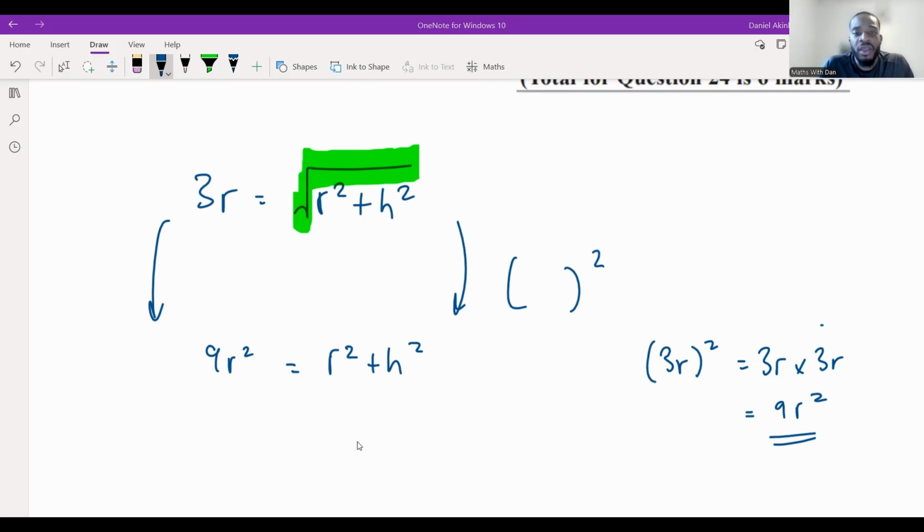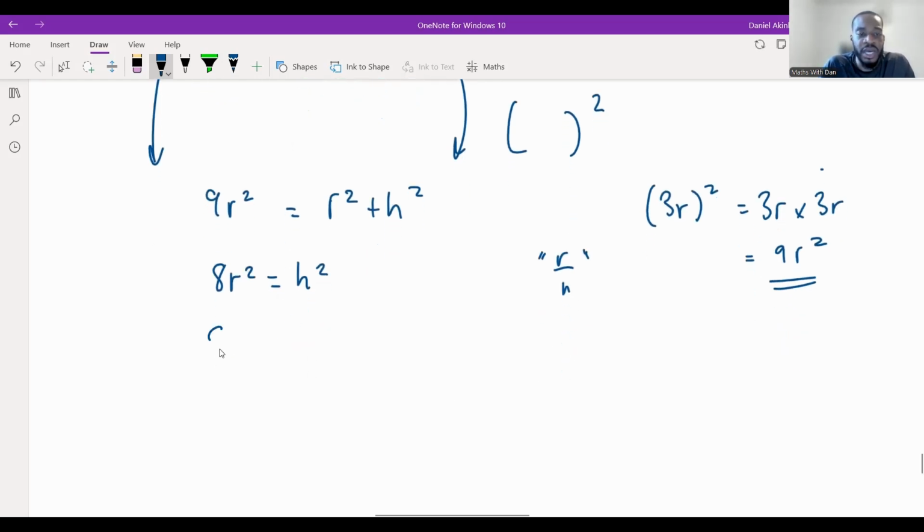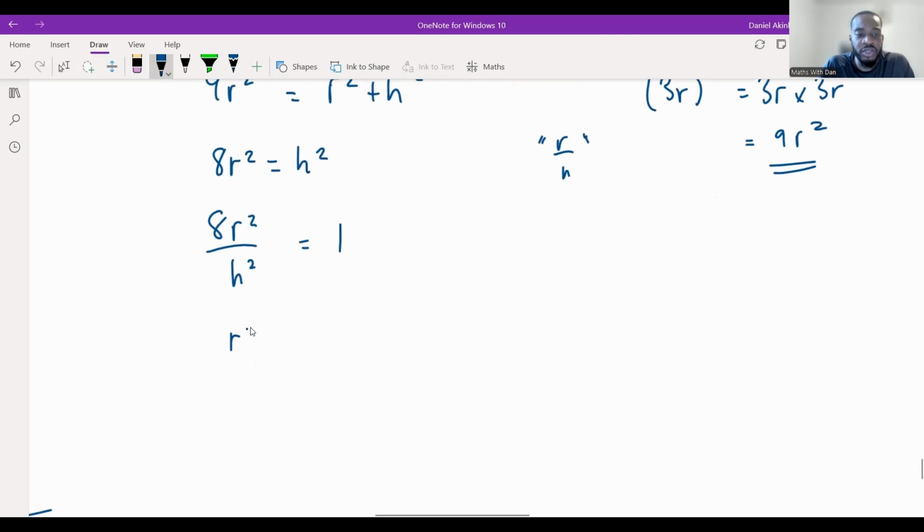Brilliant. So now we're here. Well, what do we need to do? Well, we need to figure out what r divided by h is. So I'm going to take an r squared away. It will be 8r squared is equal to h squared, like that. And then remember what we're trying to find. We're trying to find r divided by h. So what we can do is we're going to divide by h squared. So I'm going to get 8r squared over h squared is going to equal 1. And then I'm going to divide by 8. So I'm going to have r squared over h squared is going to equal 1 divided by 8, right?